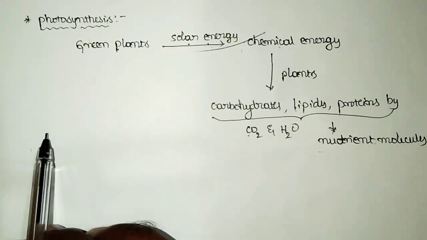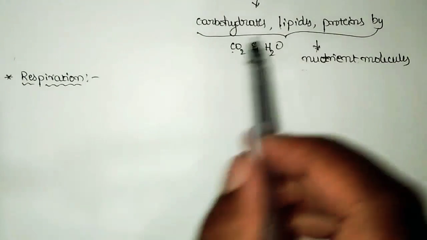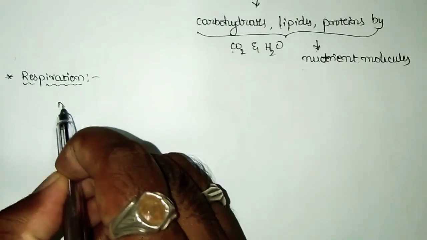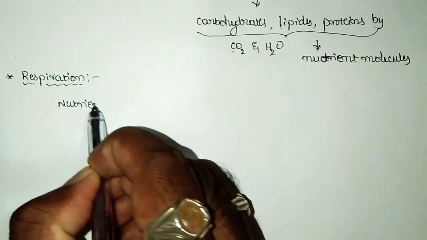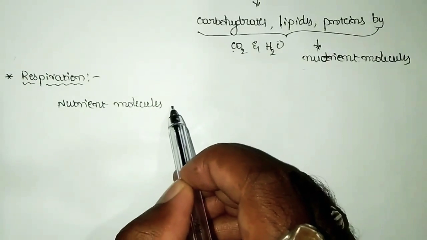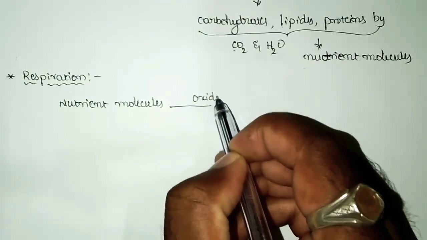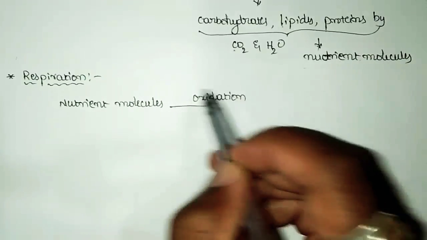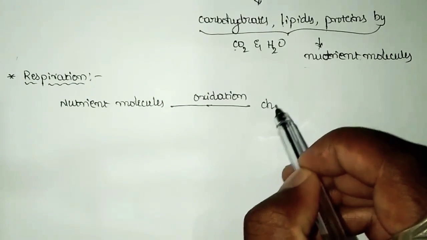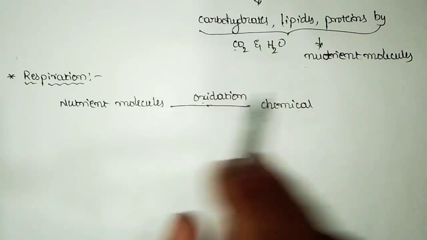So now we shall see what actually happens in respiration. In the stage of respiration, the nutrient molecules that are produced in the process of photosynthesis will be used by the animals, and these nutrient molecules will undergo oxidation when they are consumed by the animals. Through oxidation, the nutrient molecules will produce chemical energy once again through the process of respiration, which is simply nothing but oxidation.